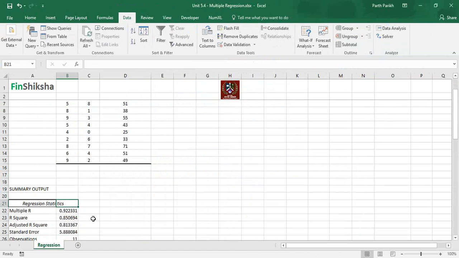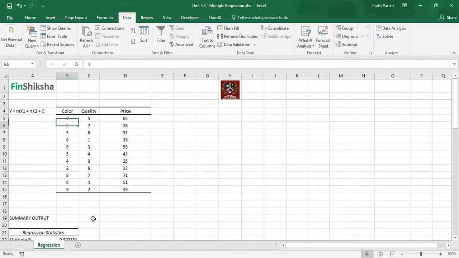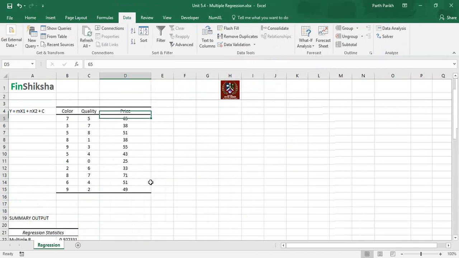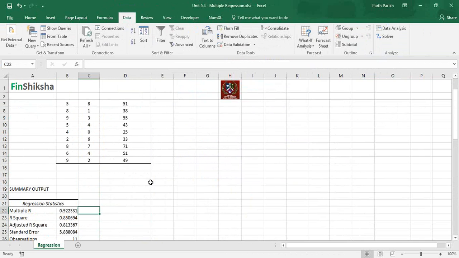Okay, so we have 1 2 3 4 5 6 7 8 9 10 11 observations, which is precisely the observations that have been given to us. All right, now let's figure out what exactly this regression output means. Let's try to decipher it. First is multiple R, so correlation. Now this correlation we cannot directly find out.